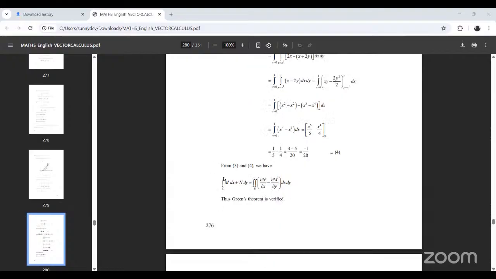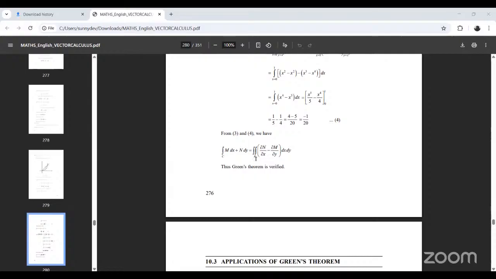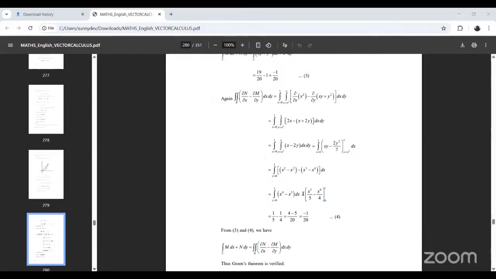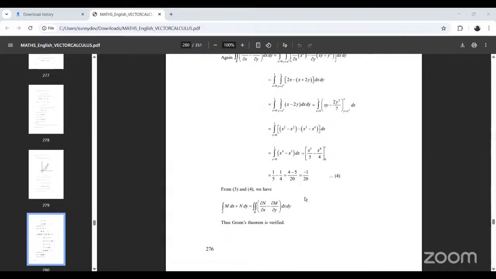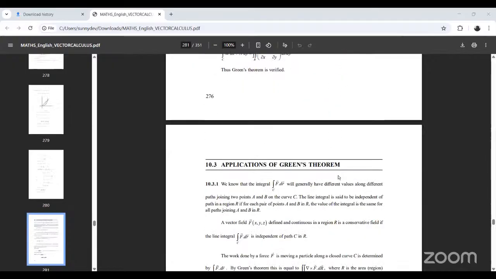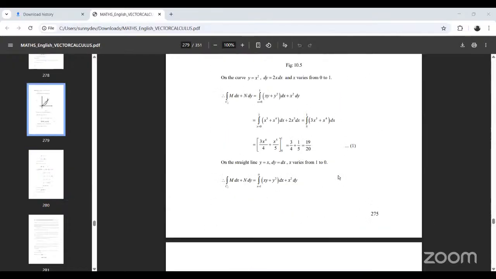Okay. From 3 and 4 we have this. So this is the RHS part and this is the LHS part. Okay? So this verifies Green's theorem.